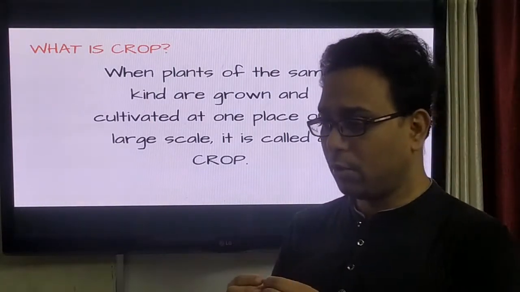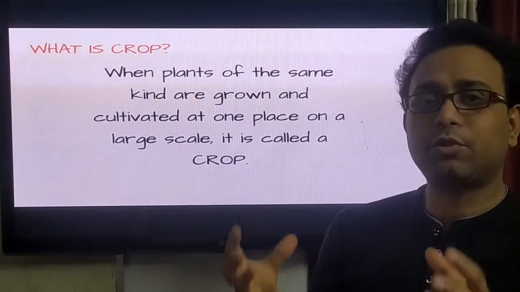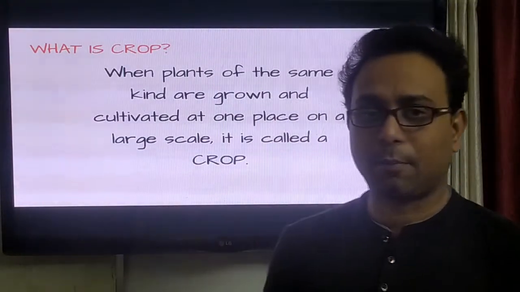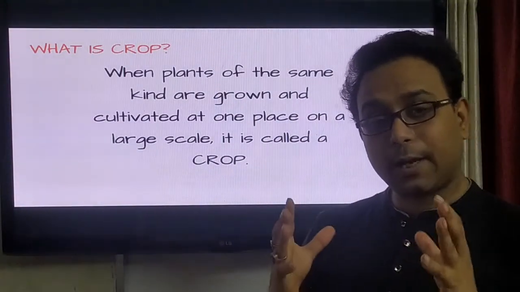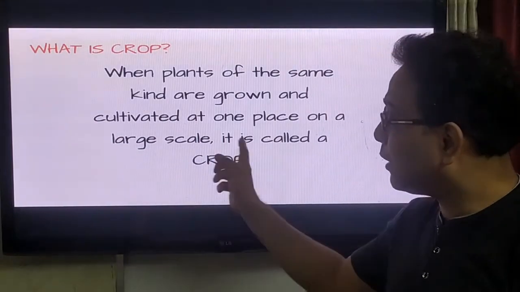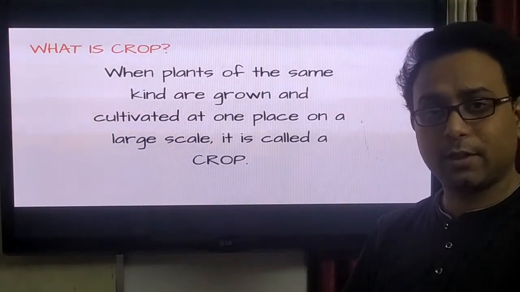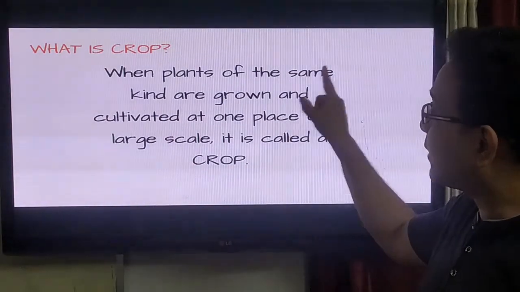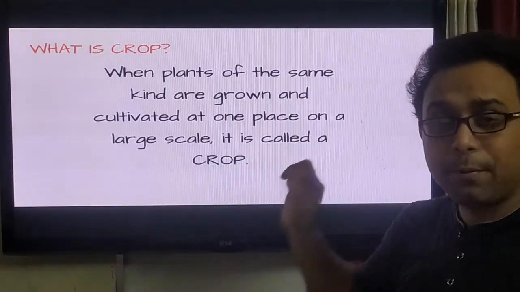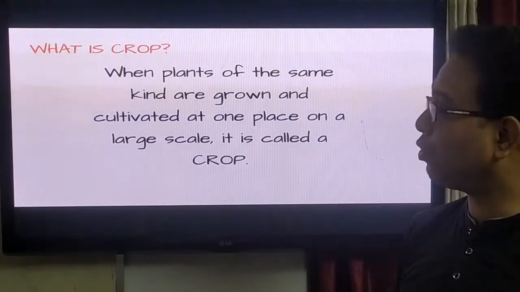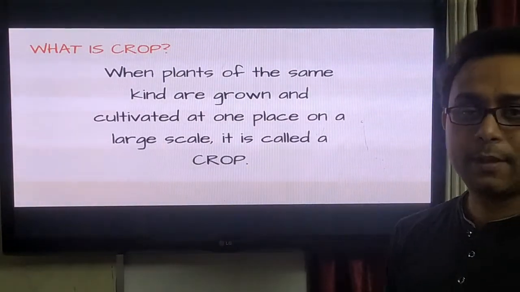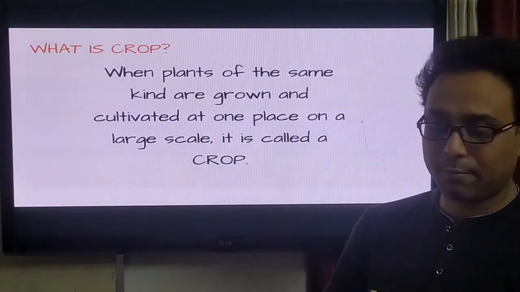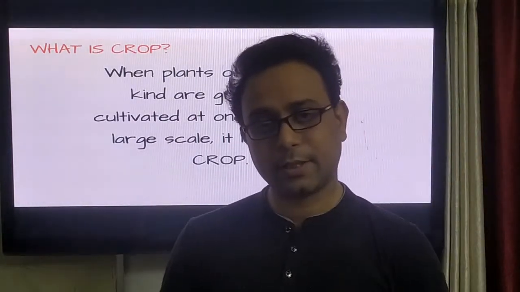If you plant two rice plants on your roof, that is not a crop. A crop is cultivated on a large scale in the field, not a small scale, right? And generally the same kind of plants are grown and cultivated. This type of question is very important in your science qualifying exam. Clear, you understand?